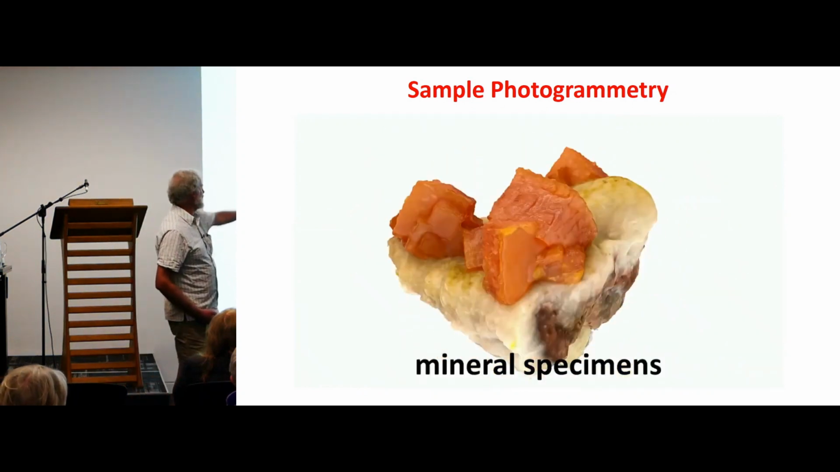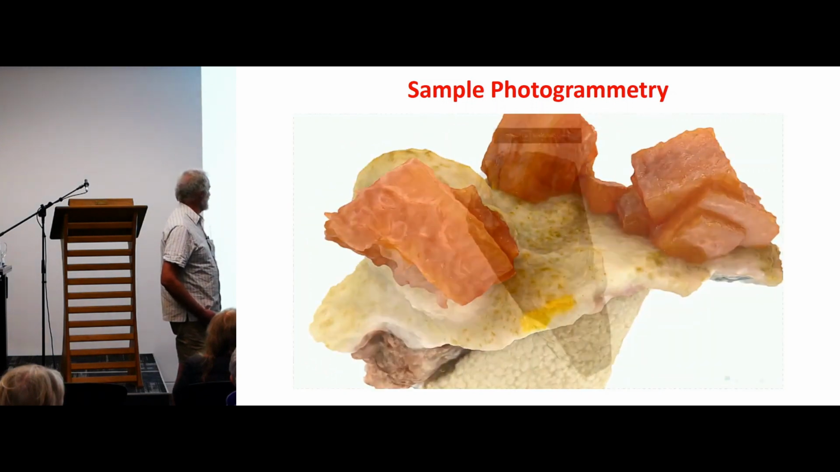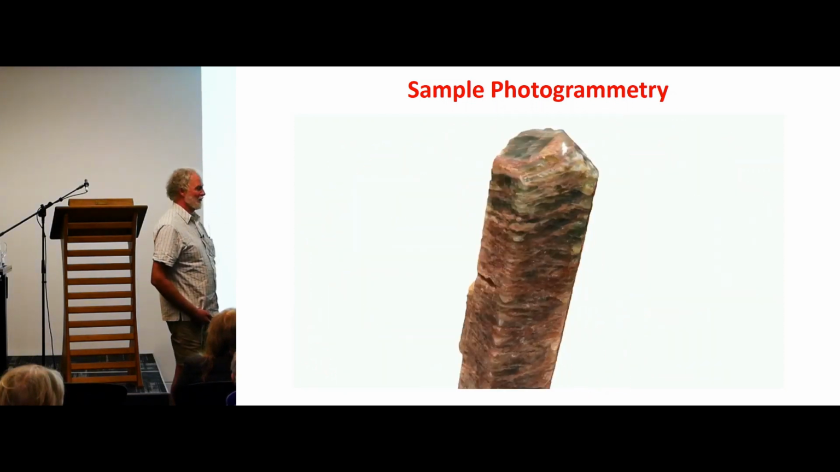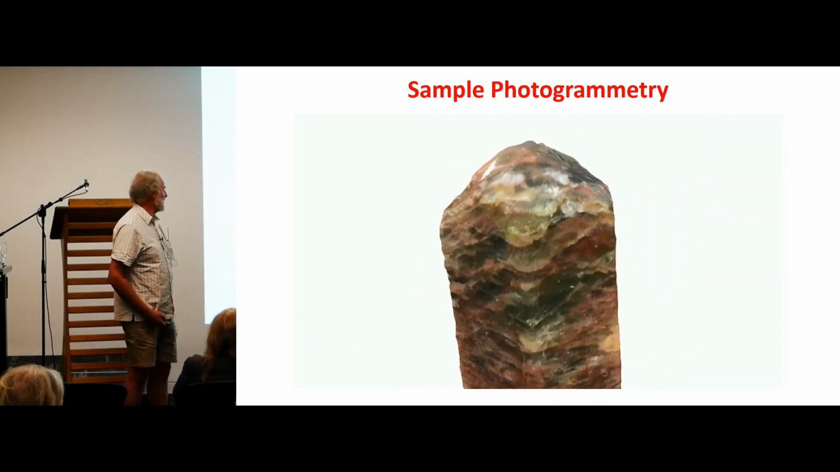This is even smaller. Those crystals are about 5 millimetres across. So these are crystals of wolfenite. This is a single crystal of apatite, for instance, which we've been able to render fully in 3 dimensions. So these are just little videos.